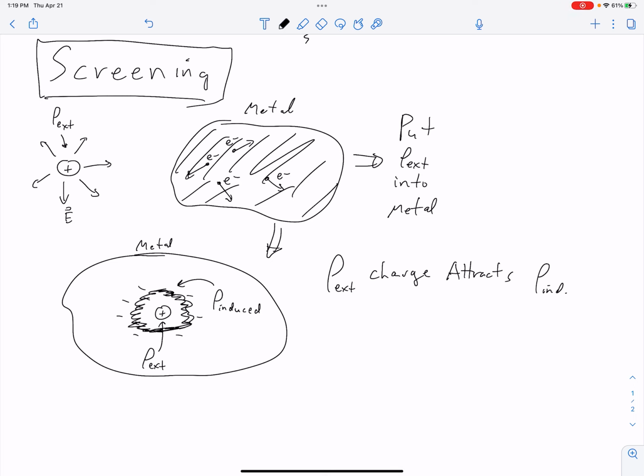now if I look at the E field or the potential, so phi, the external charge would create an external potential as a function of position in the absence of the metal. But now when I put it into the metal, the potential that I get is phi of r. I'll call that the total potential. And the point is that the total potential is less than the external potential because of screening.